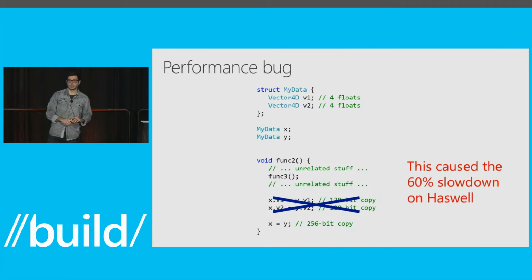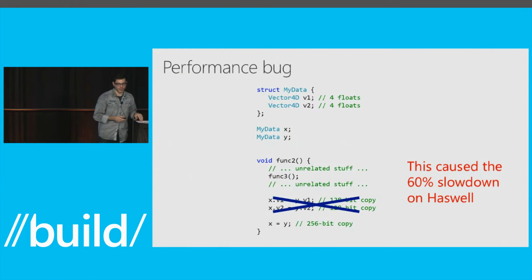What's really interesting is it only ran 60% slower on Haswell. There were no performance problems doing it on Sandy Bridge. There were no performance problems doing it on AMD machines. That's kind of weird. And this is going to get the juices flowing when we think about what it means to reason about performance on super modern processors.